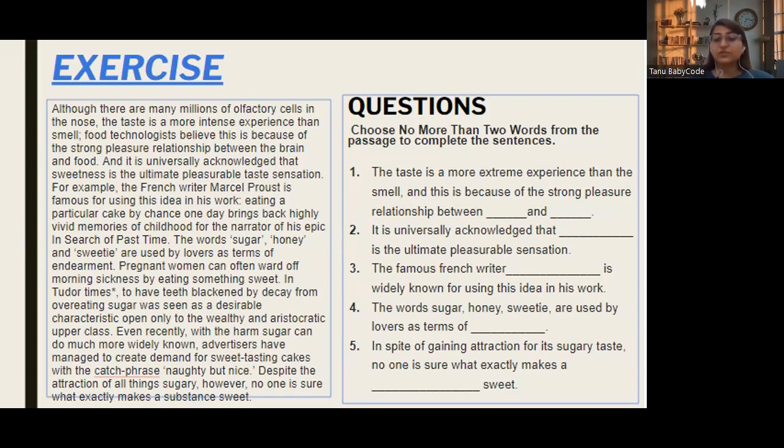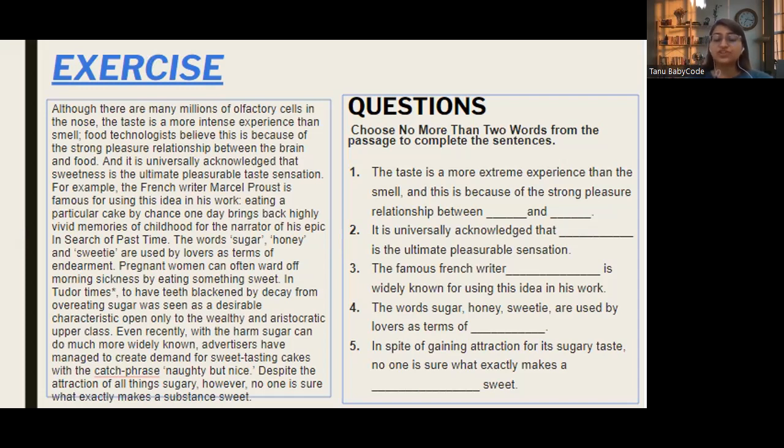Second, it is universally acknowledged that dash is the ultimate pleasurable sensation. Now, what is the ultimate pleasurable sensation? Third one, the famous French writer dash is widely known for using this idea in his work. Now you can start thinking they are talking about the famous French writer, so here you will get the name of the writer.